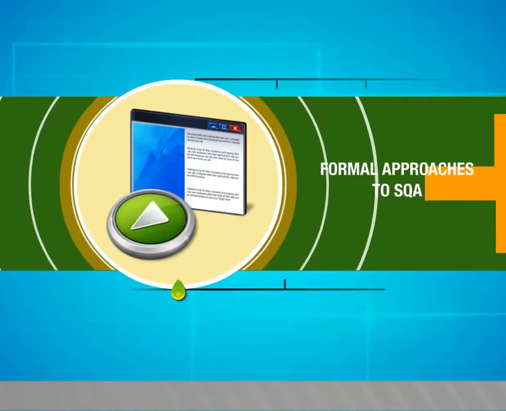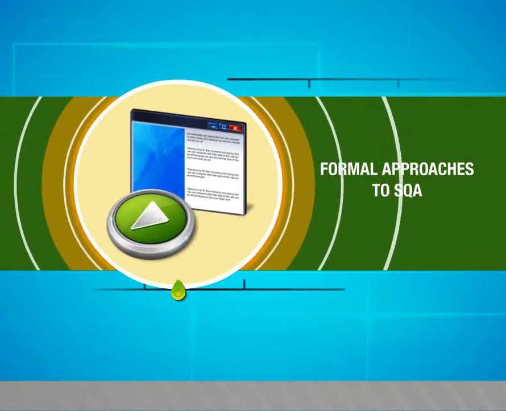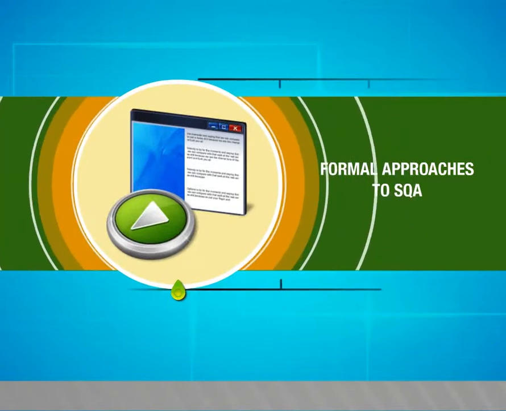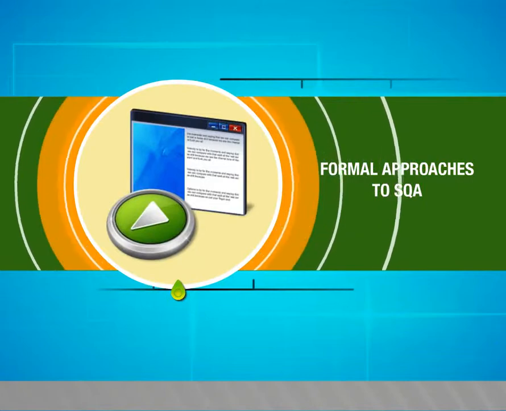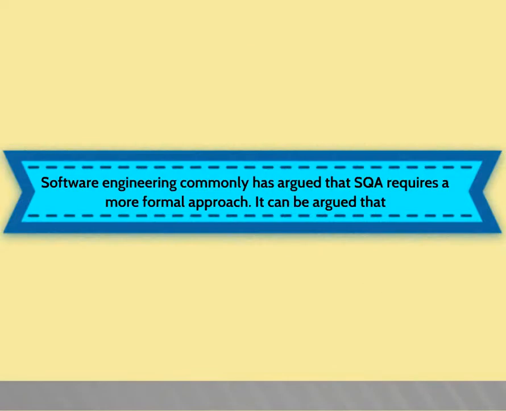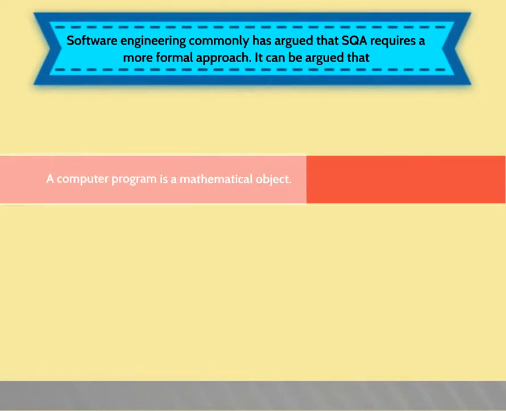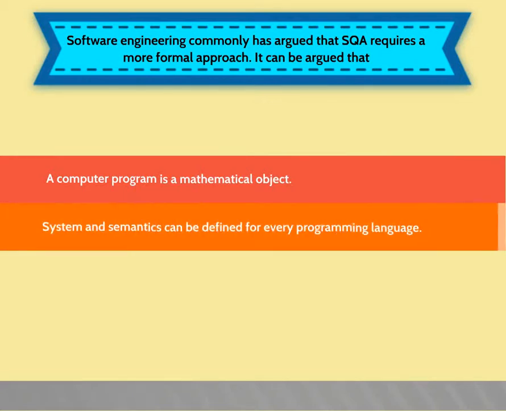Formal approaches to SQA. In this video, we are going to see about formal approaches to SQA. Software engineering commonly has argued that SQA requires a more formal approach. It can be argued that a computer program is a mathematical object. System and semantics can be defined for every programming language.